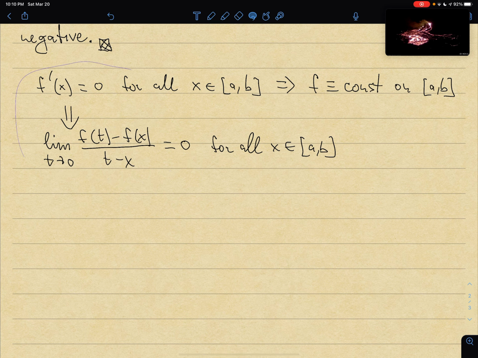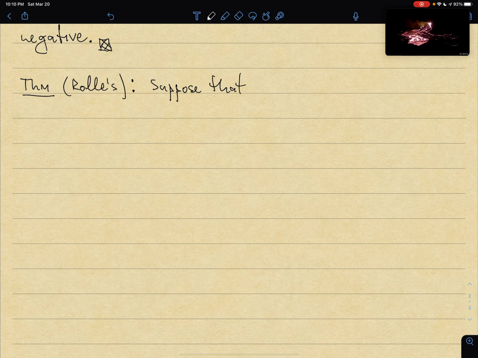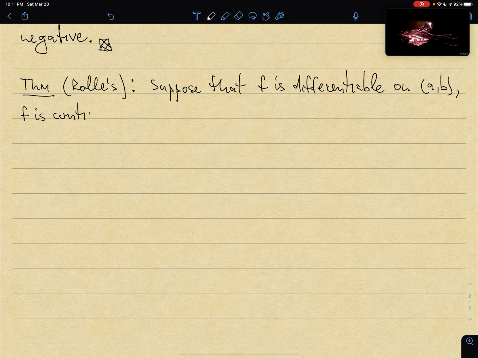Okay, so let me get rid of this statement. So the next theorem is going to be the mean value theorem. It's going to be actually not the mean value theorem, but something equivalent, which is called Rolle's theorem. This theorem is going to state the following. So let's suppose that f is differentiable on some interval (a, b). f is continuous on [a, b], and I want to mention something about the second statement.